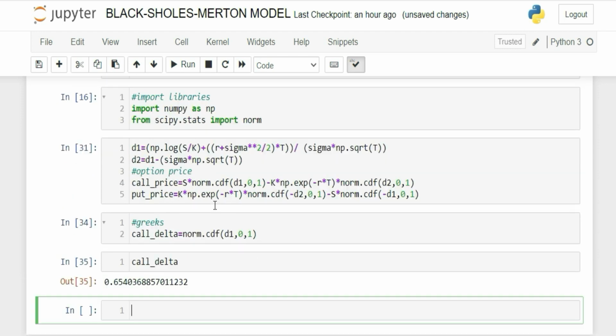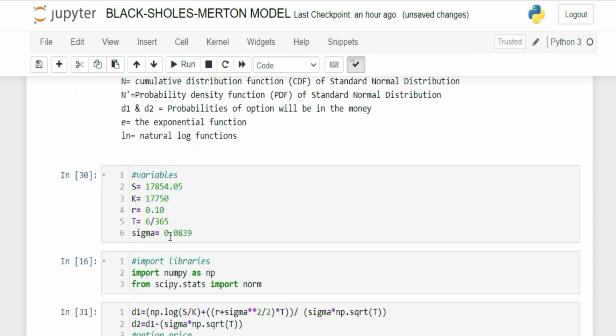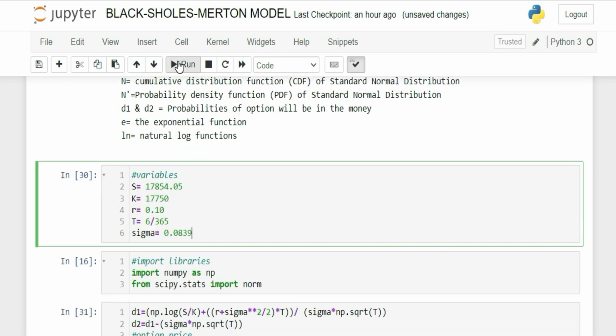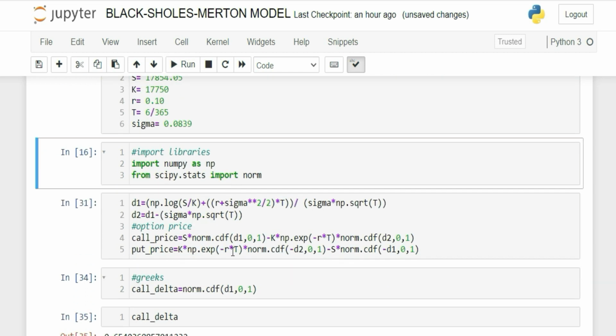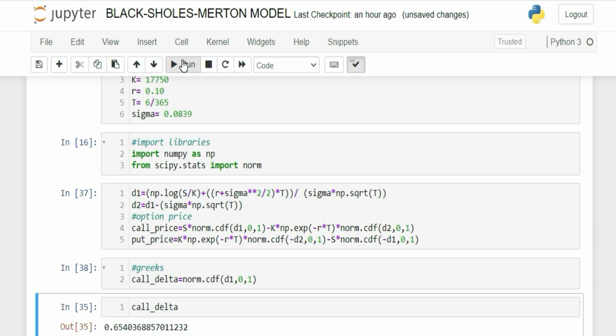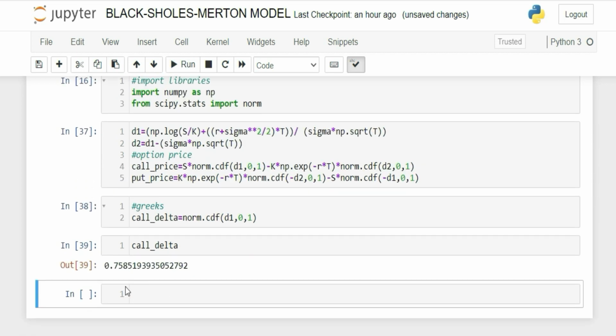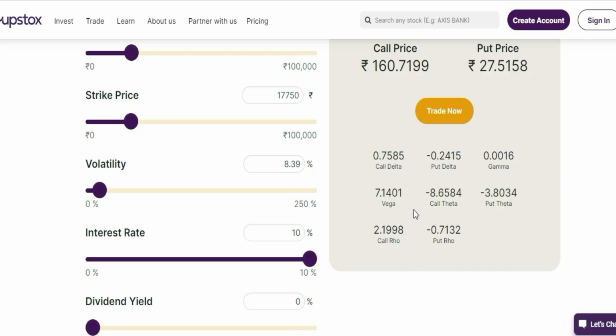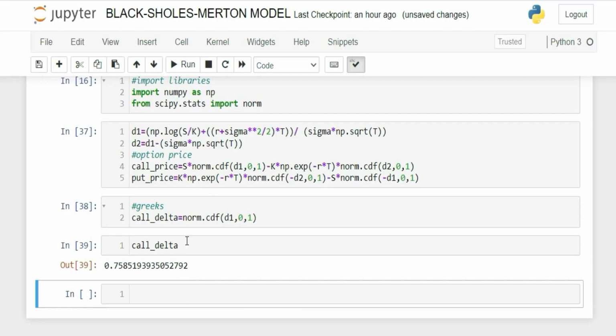I think we have to run it again, because we changed the sigma. So sigma, and then this one, this and this one, and see the call delta: 0.75851. See here 0.7585, so it's matching. So our call delta is done.